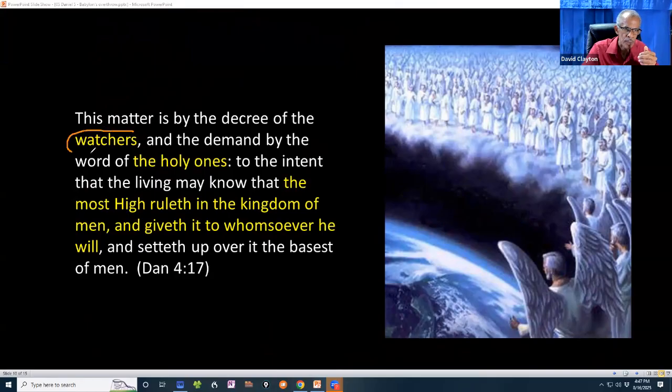Nebuchadnezzar heard them mentioned, the watchers, holy ones. And these are beings in heaven who are helping to make these decisions, who are taking part in some kind of judgment where heaven examines each kingdom before they are rejected and the next one comes on the scene. And we see it very clearly here in Belshazzar's case.